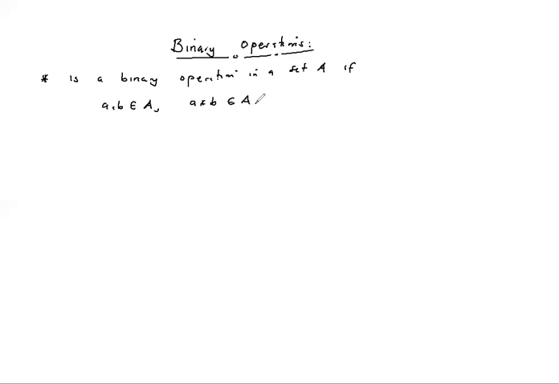That's the first thing. The second thing: this star is said to be commutative if, when I act A star B, I get the same thing even when I act B star A. So I can switch them. If the order doesn't matter, then it's commutative. So in this case, star is commutative.